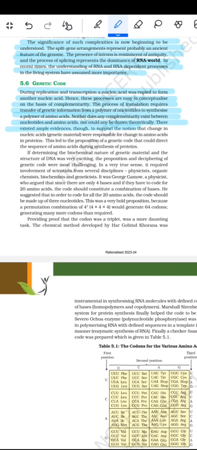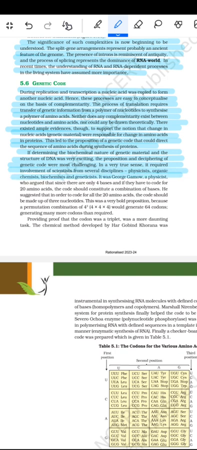There existed ample evidence, though, to support the notion that change in the nucleic acid genetic material were responsible for the change in the amino acids in the proteins. This led to the proposition of a genetic code that could direct the sequence of the amino acids during the synthesis of the protein. If determining the biochemical nature of the genetic material and the structure of the DNA was very exciting, the proposition and the deciphering of the genetic code were almost challenging. In a very true sense, it required involvement of scientists from several disciplines: physicists, organic chemists, biochemists, and geneticists.